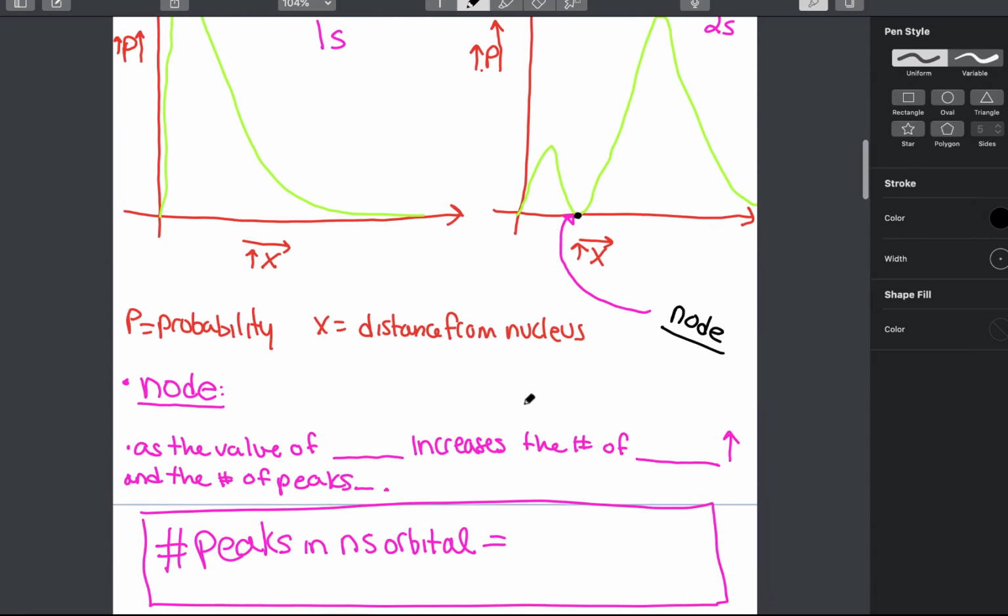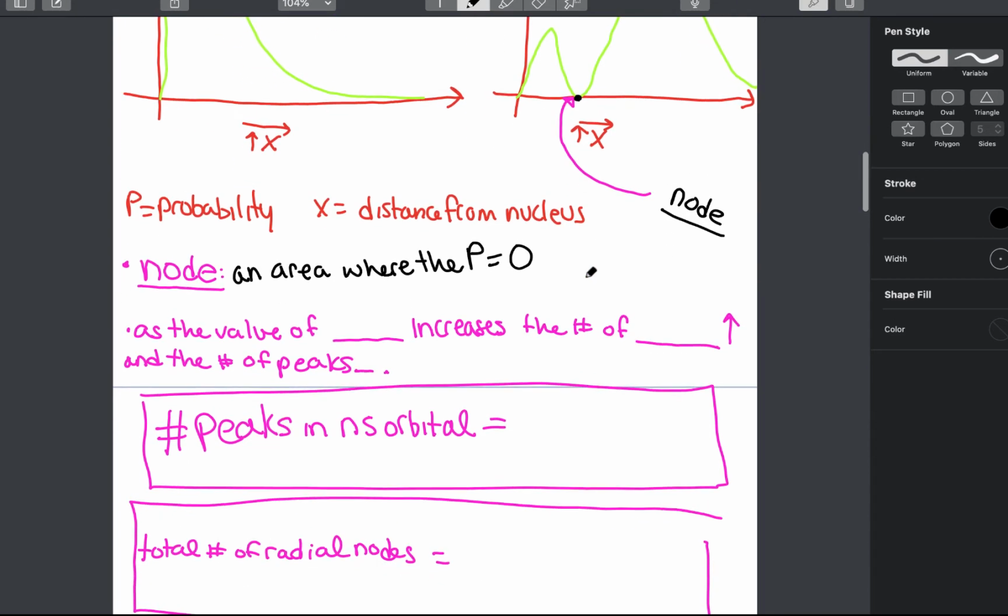So let's define what the node is down here. So a node is an area where the probability, so this means probability, is equal to 0. So it's an area where the probability is equal to 0. So it's an area where an electron cannot exist, and that is the node here.